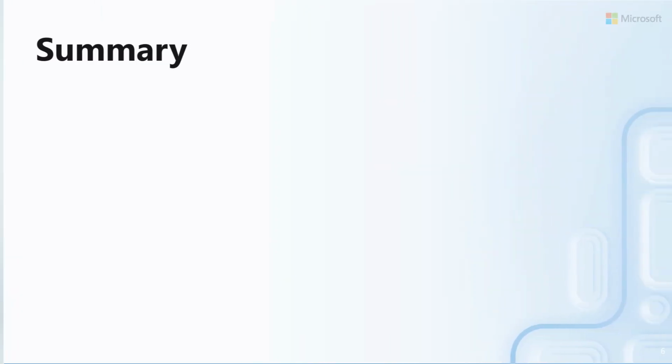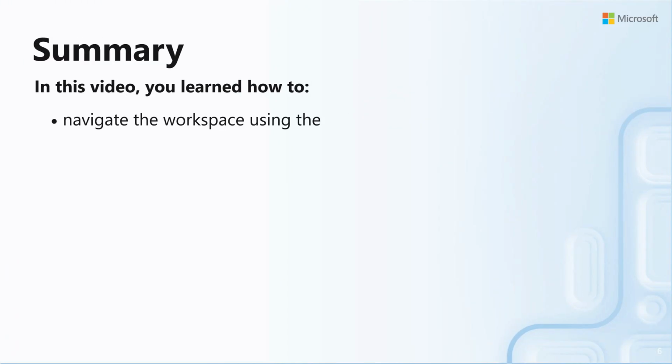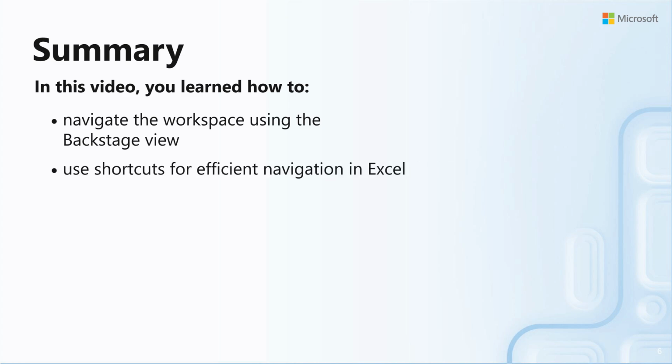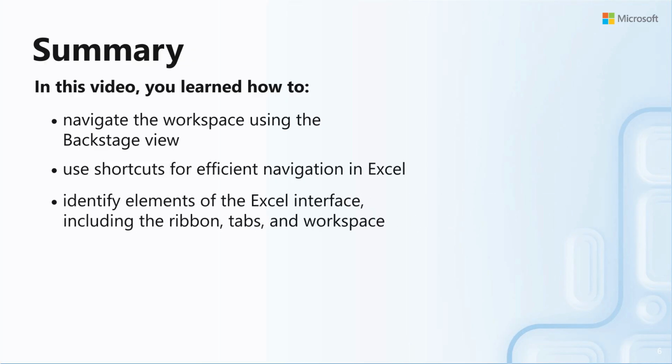In this video, we've explored how to navigate within the workspace using the Backstage view and you've learned some basic shortcuts. In this lesson, we've learned about the key elements of the Excel interface, including the ribbon and tabs that house all your tools, the workspace where your data lives, and the essential shortcuts to help you move around your worksheets quickly and efficiently. Understanding these components is crucial to making the most of Excel's capabilities, whether you're entering data, performing calculations, or managing multiple workbooks. Start experimenting with what you've learned today and apply these techniques to your own workbook.